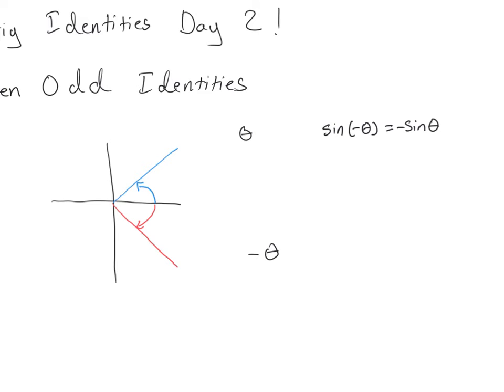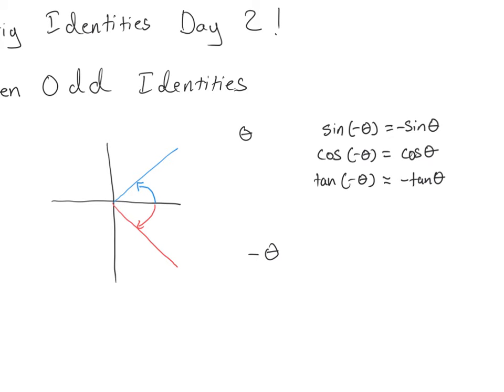Our cosine is our x value. Even though theta is going down, our cosine is still going forward, our cosine being our x value. Our x value, in this case, is still positive. So our cosine is still positive. And then our tangent is our sine over cosine, negative sine over positive cosine. That gives us a negative tangent.